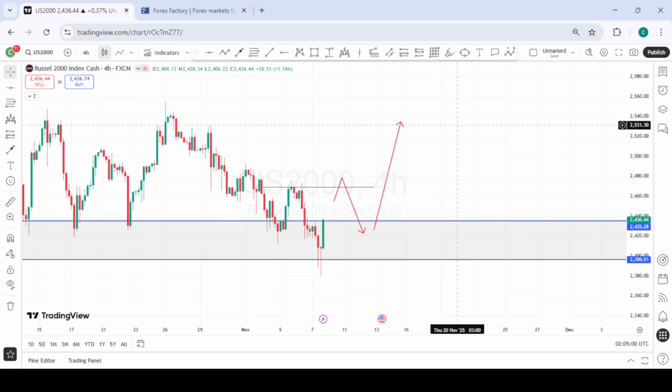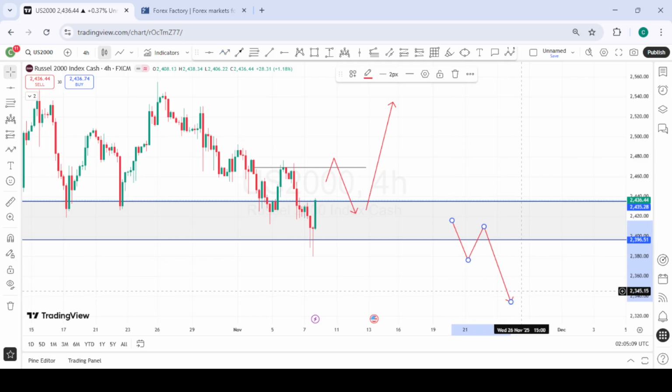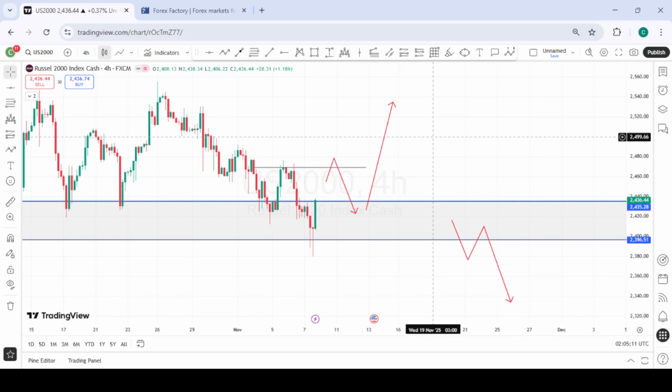So we are very bullish on US 2000 as well. This can only be bearish or can be violated if price violates the zone and takes us to the downside. So we are very bullish on US 2000, or the Russell 2000.